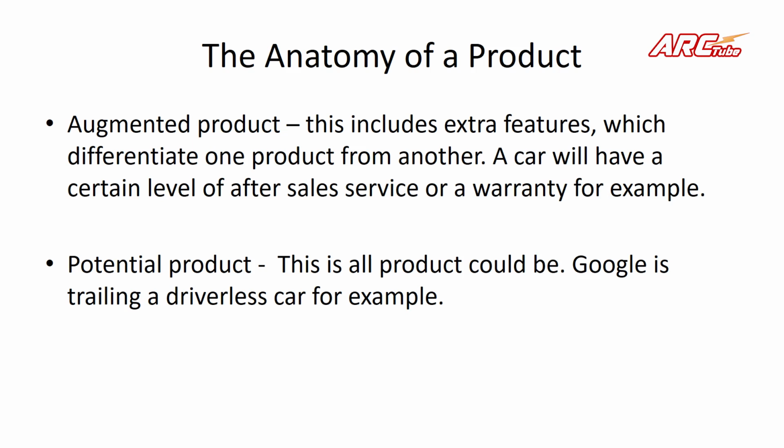Then the potential product. In the slide it says Google is trialing the driverless car, but it has already been trialed. And Uber is trying a driverless taxi. And this is all the product could be, right? So once it has been tried, it's again moving into the augmented product. So it's becoming normal.